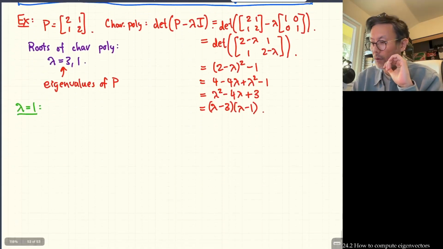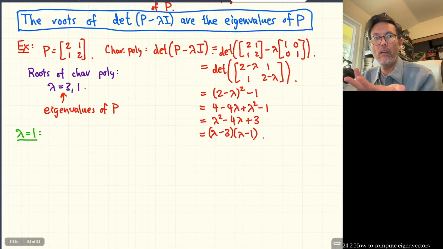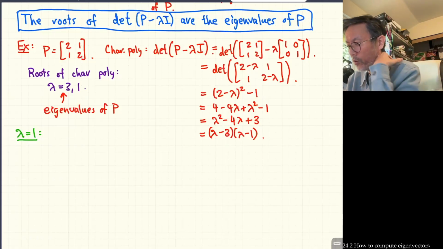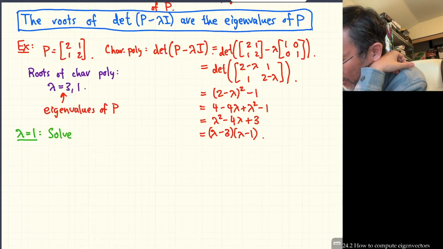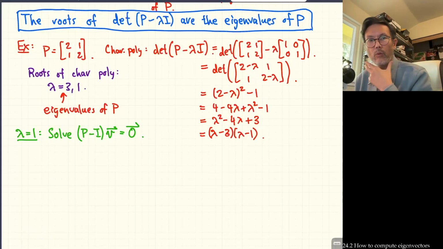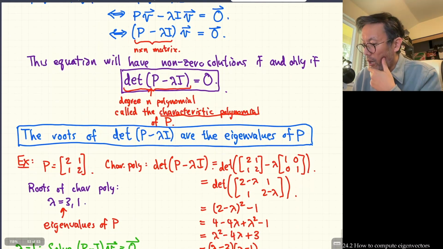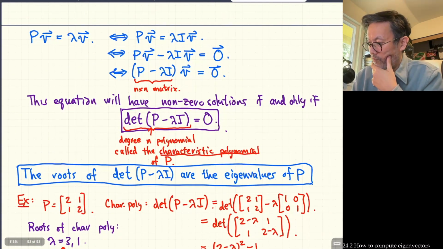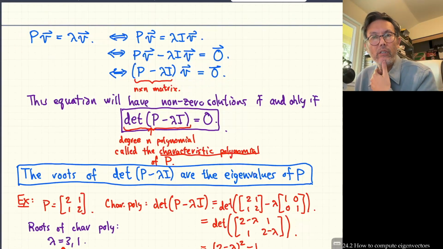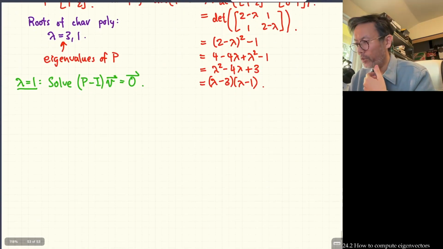So we can form P minus lambda I, where lambda is equal to 1. So that's just P minus I in this case. We want to solve, in other words, (P minus I) times v equal to 0. That's what we want to solve, because solving that is equivalent to solving the eigenvector equation. All right? So we want to solve this.